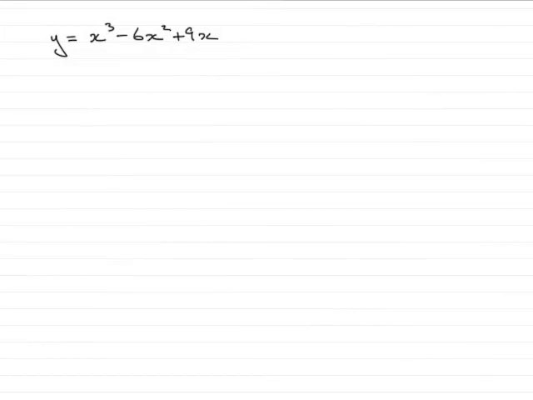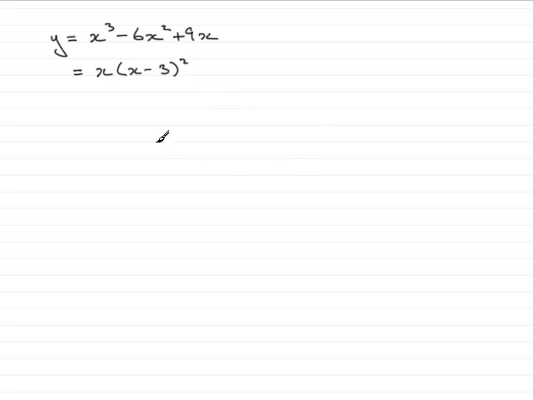Now in this part of the question then, we're asked to sketch the curve y equals x cubed minus 6x squared plus 9x. And we can use the first part to help us. Remember, we showed that this factorized to x bracket x minus 3 all squared. So how will this help us sketch the graph?